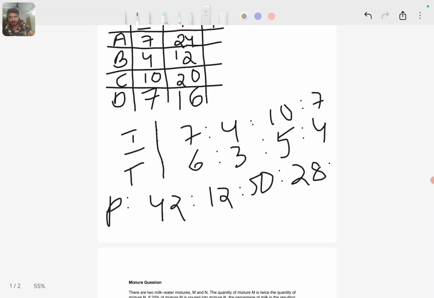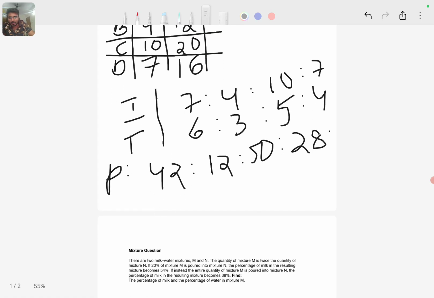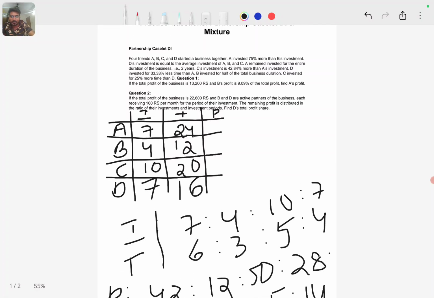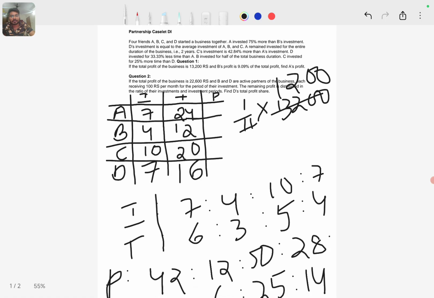Let me cut down the profit ratios with the 2 table: 21, 6, 25, 14. Let me come to the question here. If the total profit of the business is 13,200, B's profit is 9.09%, meaning 1 by 11 of the total profit of 13,200. So this is the profit of B: 1200.